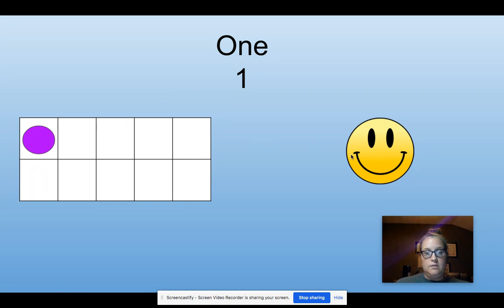I also could have a picture. So I decided to have a smiley face, but I only have one smiley face because that's the only number I have right now. So now we're going to look at the number 2.